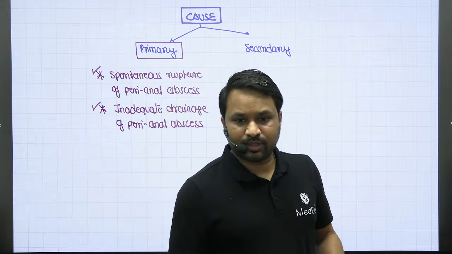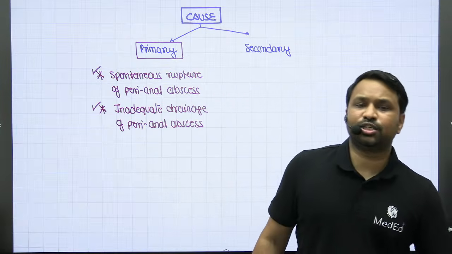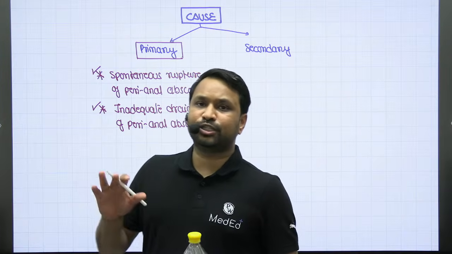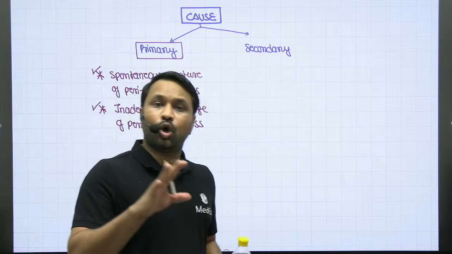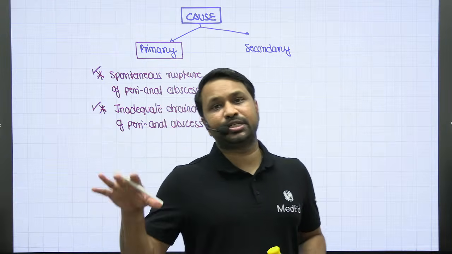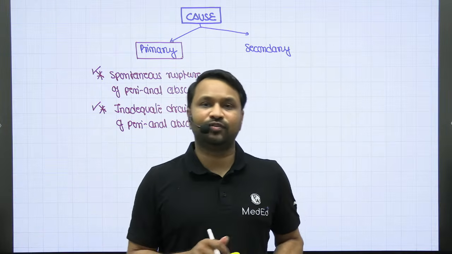So can you explain what is fissure? A fissure is actually a longitudinal ulcer at the anal verge due to passing hard stools, or it is because of repeated strenuous frictional irritation of the anal mucosa.